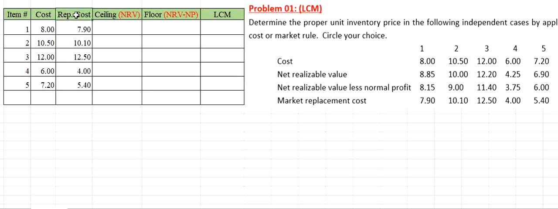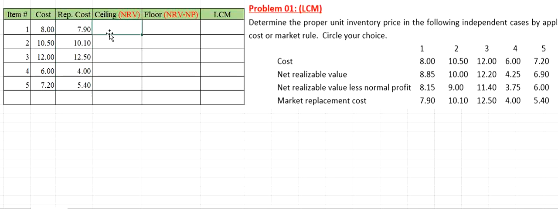Okay, so replacement cost for a merchandising concern means the money you need to buy it today. But if you're a manufacturing concern, then it means this is the cost you need to incur to manufacture this product once again today. So how much will it cost me today if I manufacture this product. So that's replacement cost for a manufacturing concern.